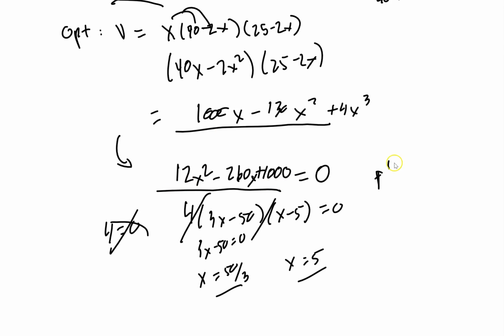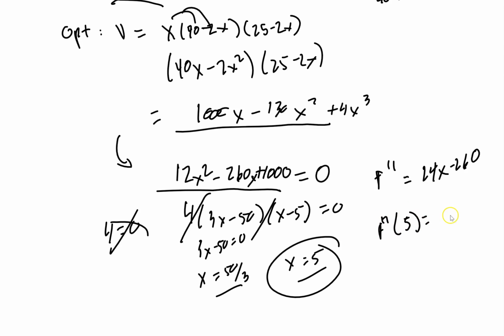The second derivative would simply be 24x minus 260. What I do is plug both of them in. You plug in 5, you get 24 times 5 minus 260, which is negative 140. If you plug them both in, I'll tell you right now, 5 is the winner. That's the idea. You plug this in, you get a positive, which is a min. You plug this in, you get a negative, which is a max. So double prime of 5 equals some negative number. So this is my max value.